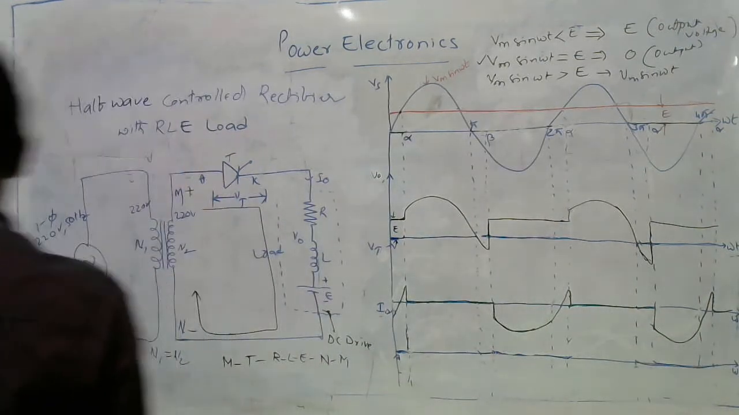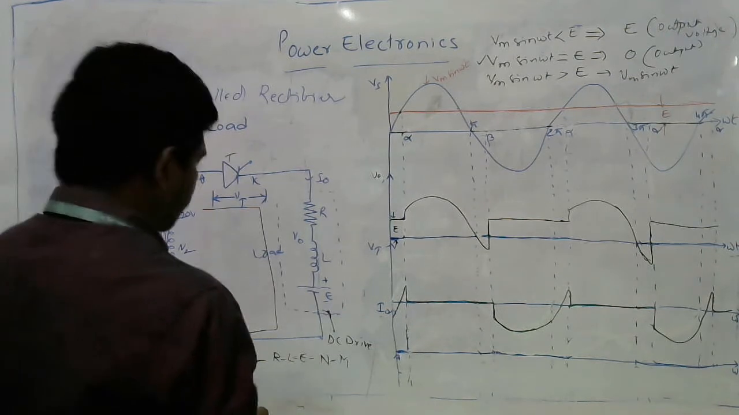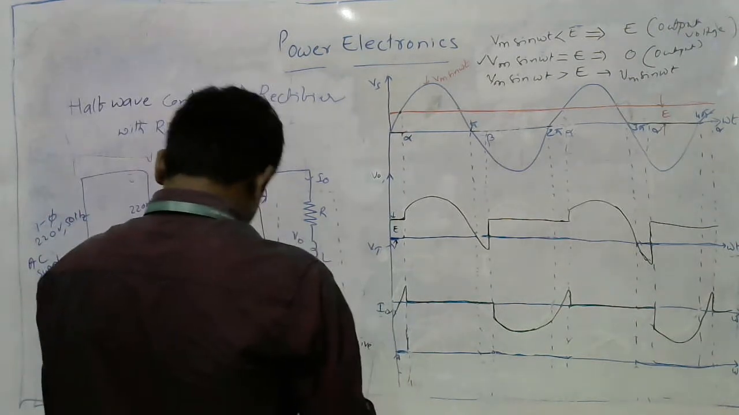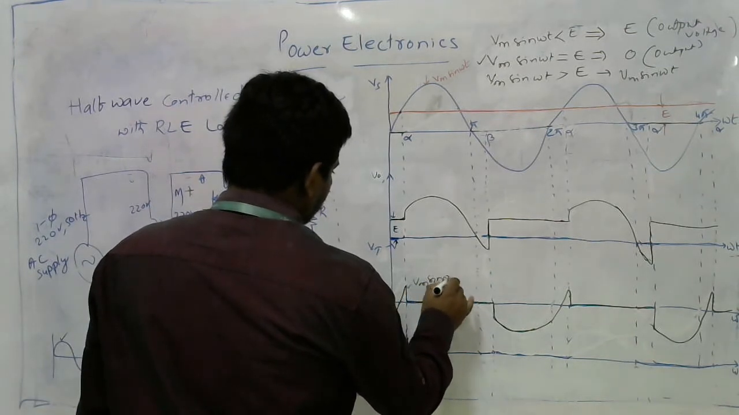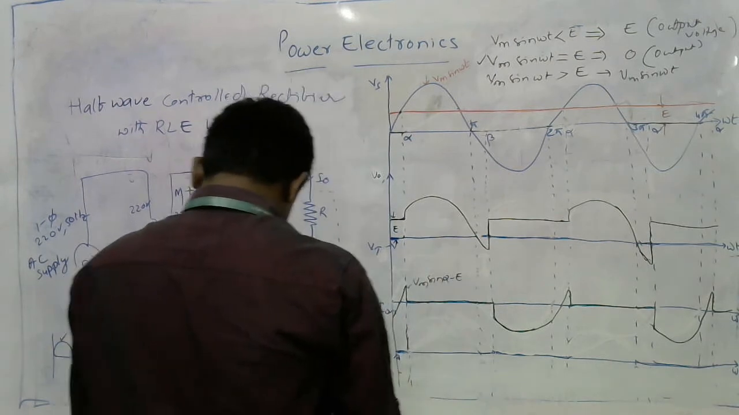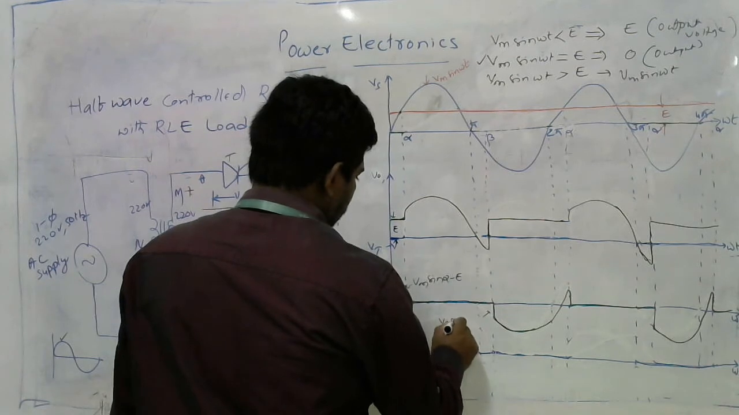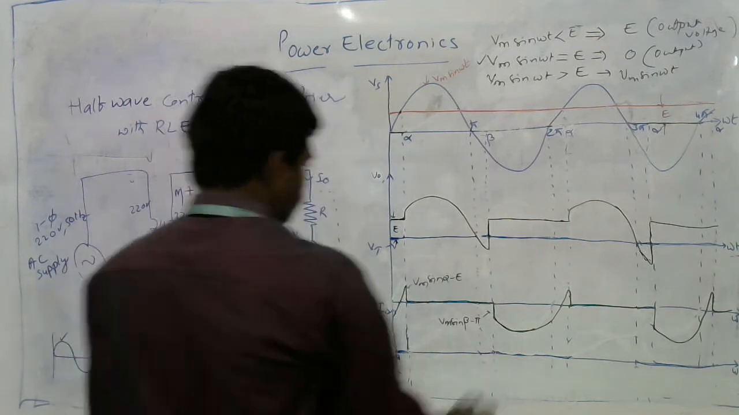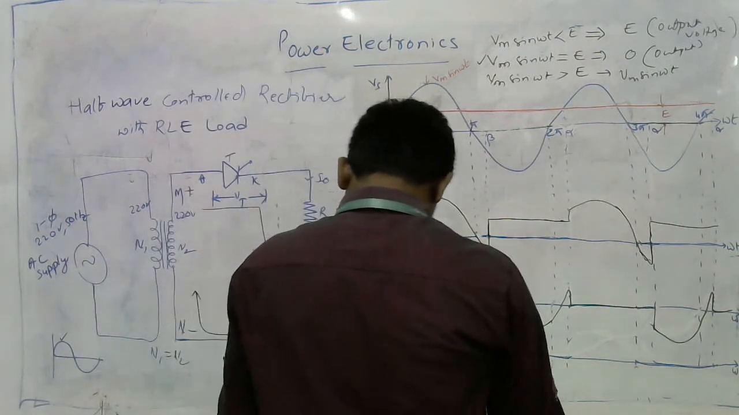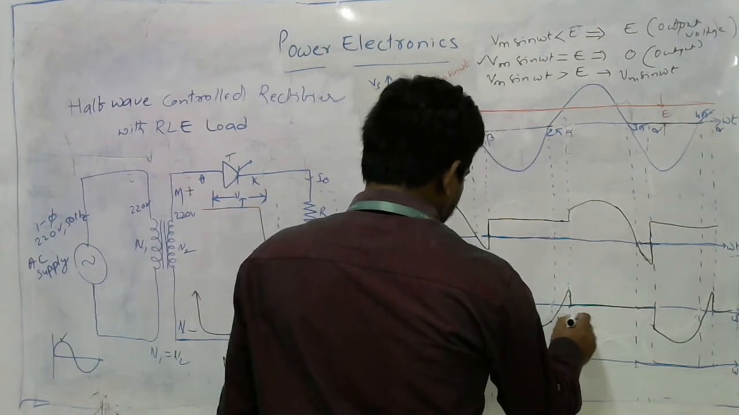So some notations that we have to remember here regarding the output. Here it is Vm sin alpha, this is Vm sin alpha minus E, right? Then this portion is Vm sin beta minus pi, okay? Then coming to this one, this is Vm plus E, okay?